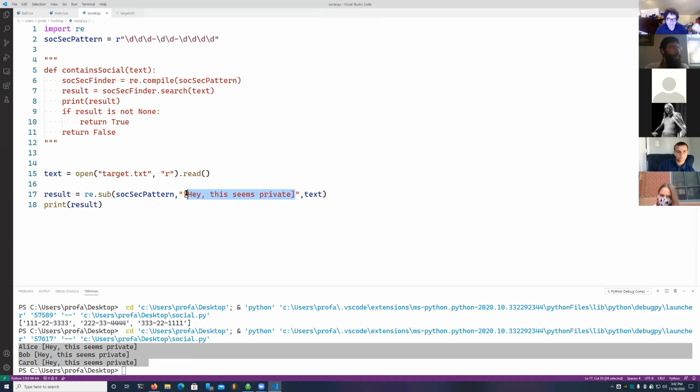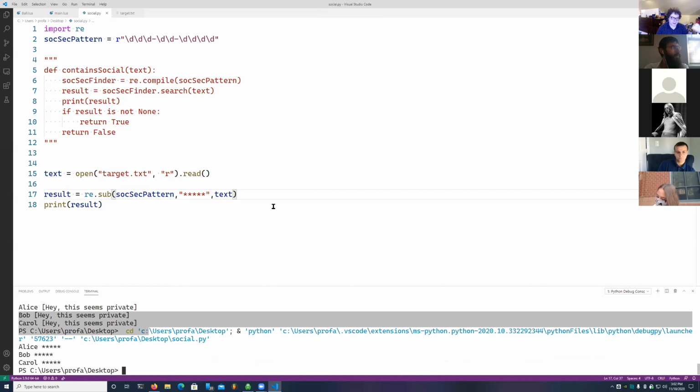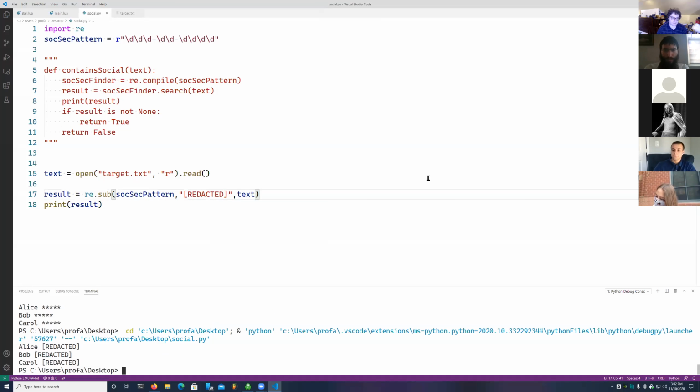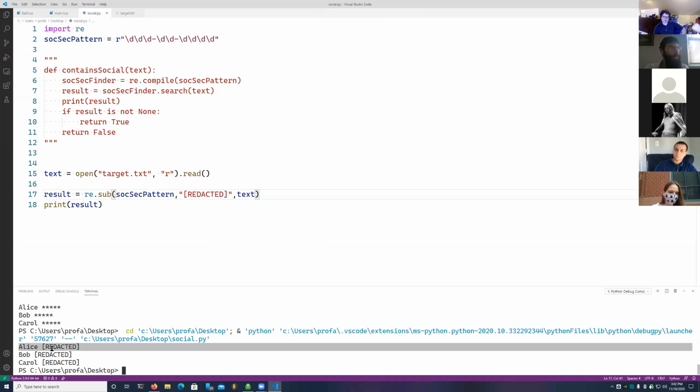I could do instead 5 stars in a row. Or I can do good old redacted. Makes sense? So here our output's right here. A very quick way to just erase it.